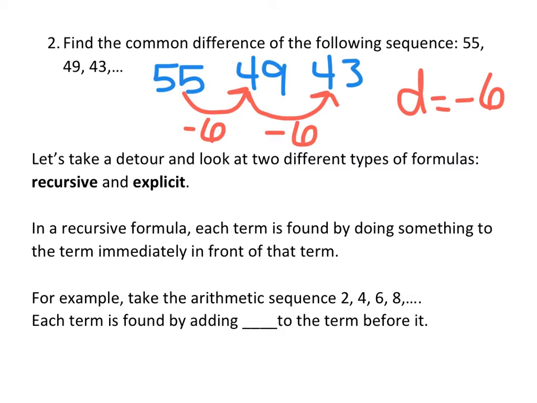So let's take a detour and look at two different types of formulas. There's recursive formulas and explicit formulas. In a recursive formula, each term is found by doing something to the term that's immediately in front of that term. So it has to be the one that's directly in front of it.